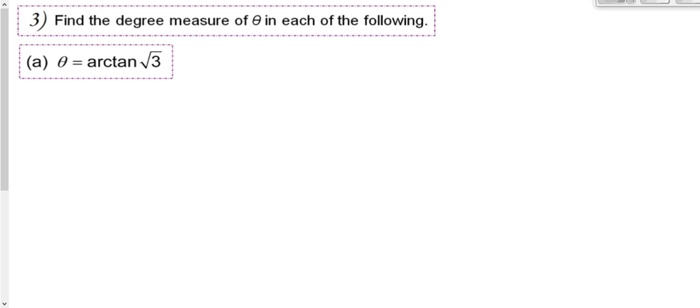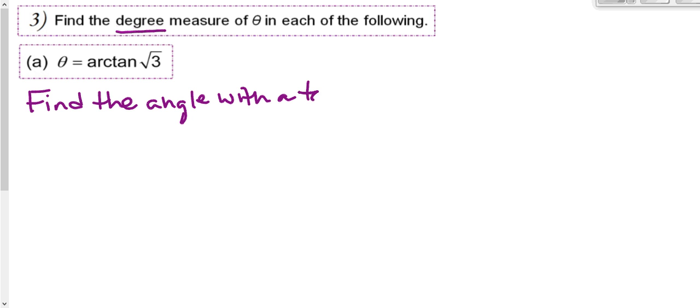Find the degree measure. This time they don't ask us for radians, just degrees. And this one is arctangent, inverse tangent. So inverse tangent of square root 3. So find the angle with a tangent of square root 3. Goodness, I'm having technical difficulties all over the place. Sorry about my handwriting. Doing my best. So let's make that a fraction, square root 3 over 1.